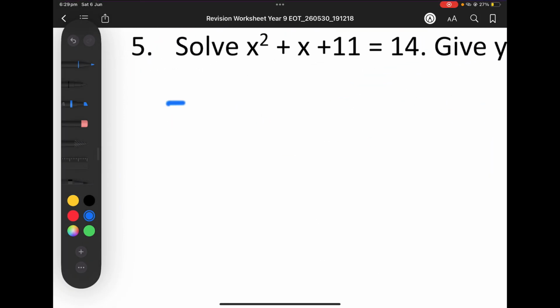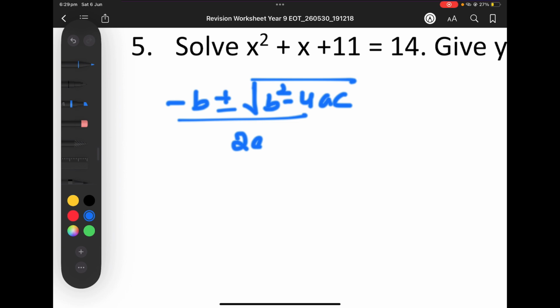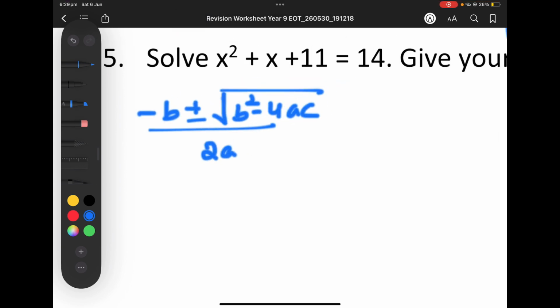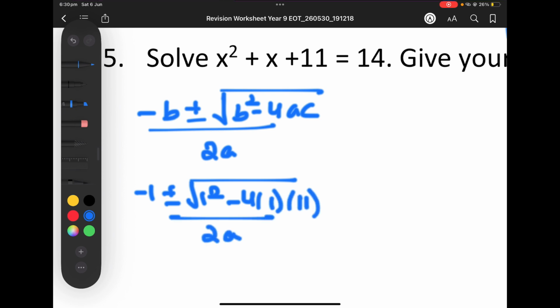What is the formula? Minus b plus or minus under root of b square minus 4ac upon 2a is the formula given here. Okay. Moving ahead, how do we do it? The same way. B is nothing but minus 1 plus or minus under root of b square, that is 1 square minus 4 times of a. A is 1 and C is 11 over 2A.